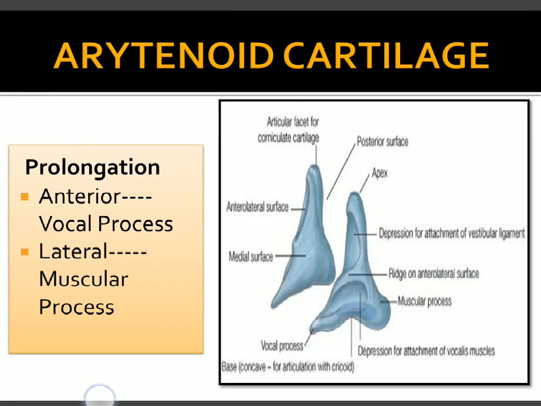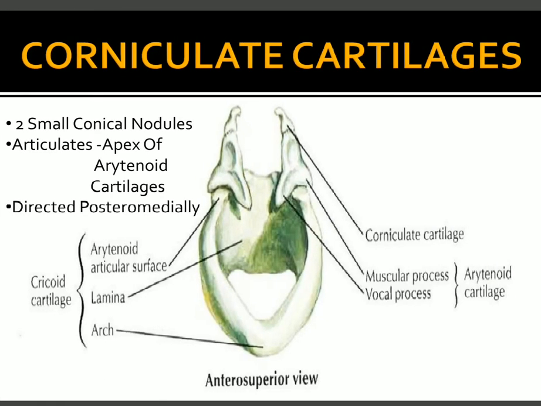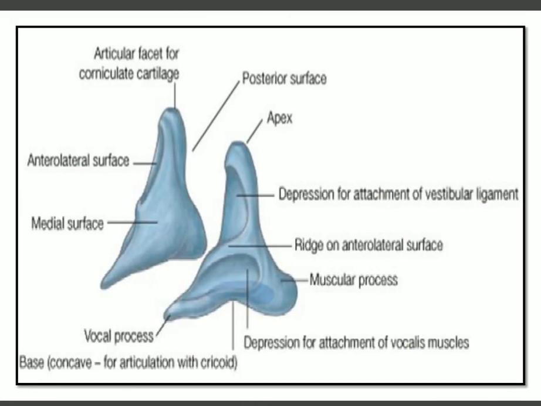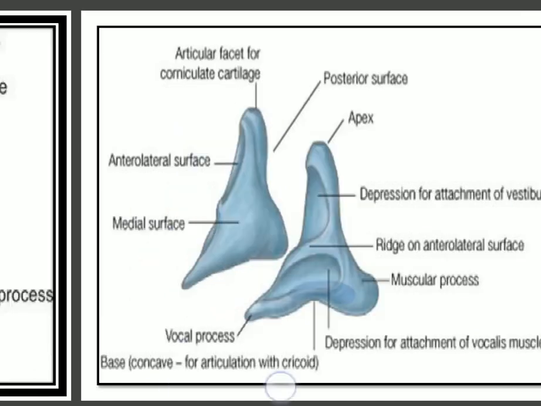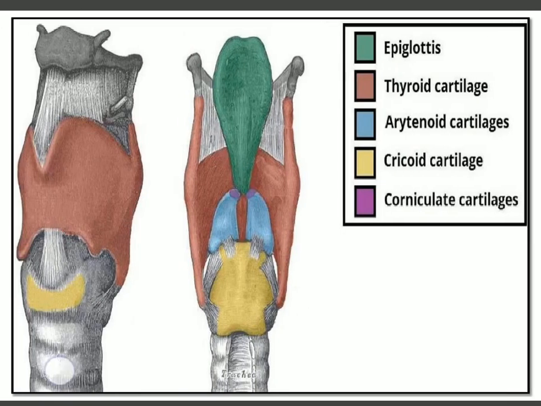There are two prolongations of the arytenoid cartilage. One is the anterior prolongation, which is known as the vocal process, and another is the lateral prolongation, the muscular process. In this figure you can also see the vocal process, which is the anterior prolongation of the arytenoid cartilage, and the lateral prolongation is the muscular process. So you can see this is the muscular process, which is towards the lateral side, and on the anterior side you have the vocal process.